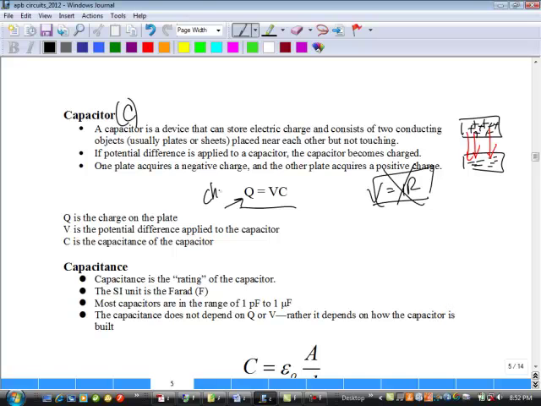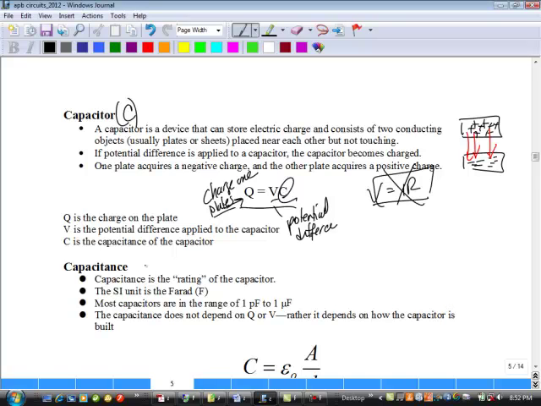Q is going to be the charge on one of the plates. The plates have to have the same magnitude of charge, just one of them's positive and one of them's negative. V is going to be the potential difference between the plates. And finally, C is the capacitance. It describes how that capacitor is made.